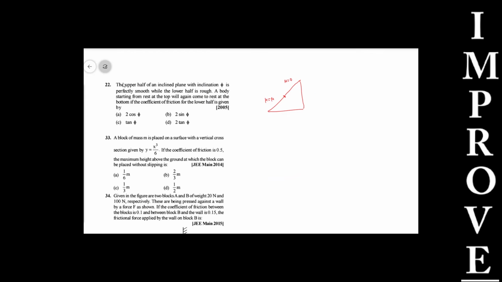Okay, in this problem they're saying the upper half of an inclined plane with inclination phi, so this is phi, is perfectly smooth while the lower half is rough. A body starting from rest at the top will again come to rest at the bottom if the coefficient of friction for the lower half is given by. Okay, so let's say this distance is s and this distance is also s, since it's equal. The body starting from here will attain some velocity here, and beyond this they're saying it is going to be at rest. So beyond this point the body is actually retarding. Okay, so the maximum friction is more than the mg sin theta value.